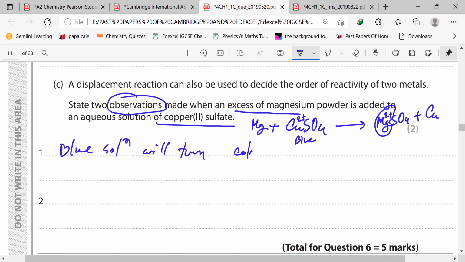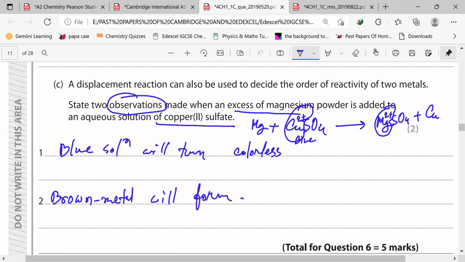Sir, brown metal deposit. Pink brown or brown metal, it's the same thing. Yeah, brown metal deposit. Blue solution will turn colorless. Copper 2+ is blue and magnesium 2+ is forming, which is colorless.